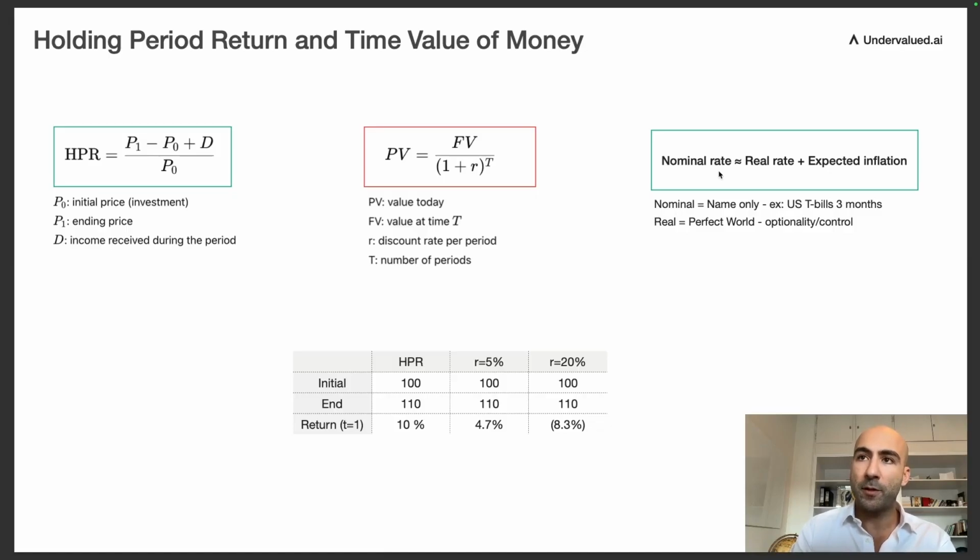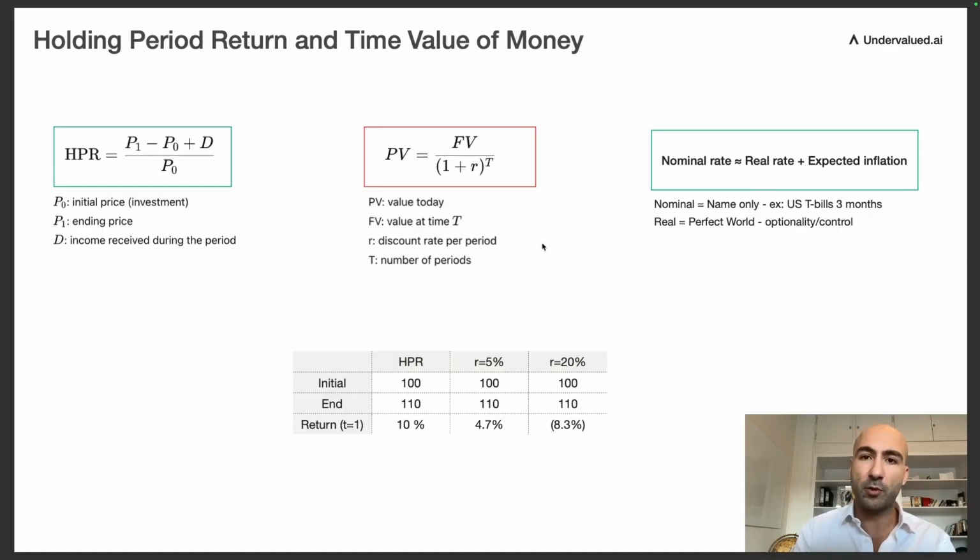And if you look at the formula right here, this is a simplified version of the Fisher equation. And when we see nominal rate, real rate, and expected inflation, at first it might be a bit confusing, like what is the difference between nominal rate and real rate? Well, nominal is in name only, and it represents the return that you will get if you were to invest in a risk-free asset, and in the economy that is usually the UST bills 3 months. Whereas real rate is what we just discussed before, the optionality, right?